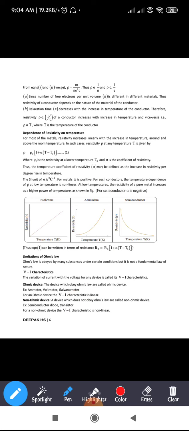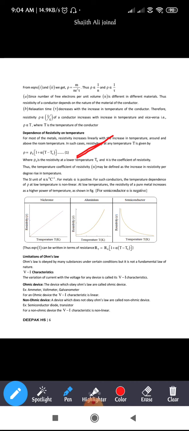The equation of resistivity is expressed as rho is equal to rho naught into 1 plus alpha into (T minus T naught), where rho is the resistivity at the final temperature and rho naught is the resistivity at the initial temperature. Alpha is the constant we call the coefficient of resistivity. T is the final temperature and T naught is the initial temperature.